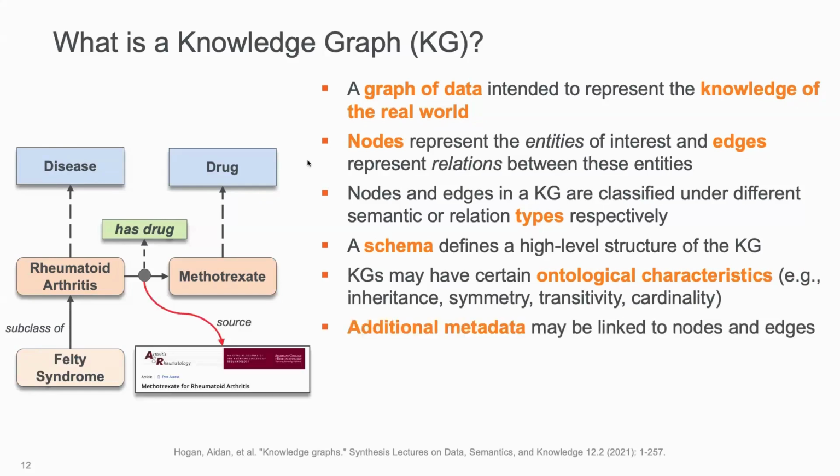Similarly, you can associate additional metadata with the nodes and the edges in a knowledge graph. So, for example, you have the relation between rheumatoid arthritis has drug methotrexate.